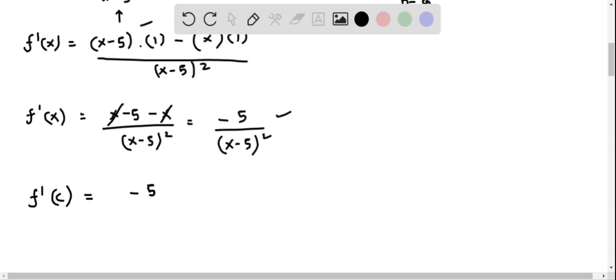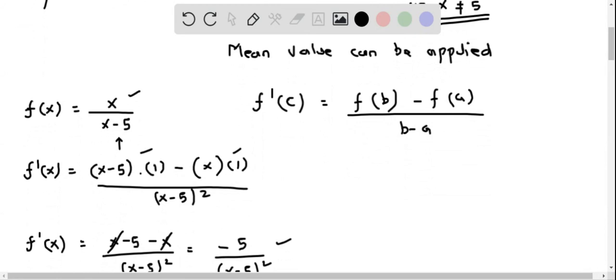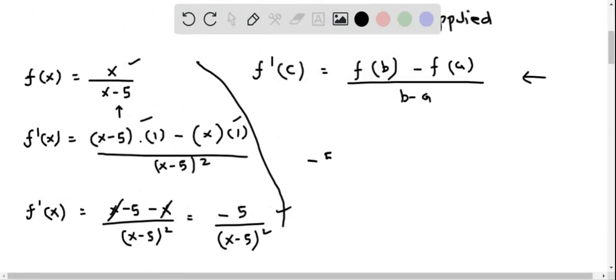And thus we get f prime of c equals negative 5 over (x minus 5) squared. I'm sorry, we have to replace x by c. So the denominator becomes c minus 5 quantity square. And now that we have determined this f prime of c, we can substitute into this equation. So let's put a line over here. f prime of c equals negative 5 divided by c minus 5 quantity square, and this equals the mean value expression.